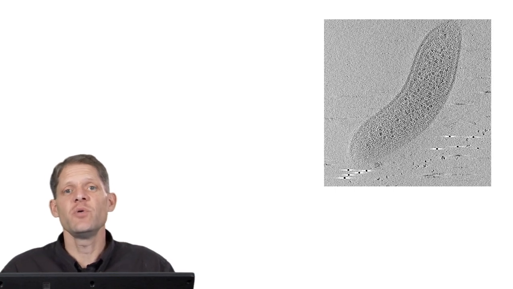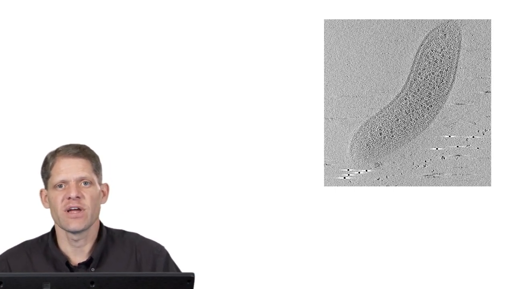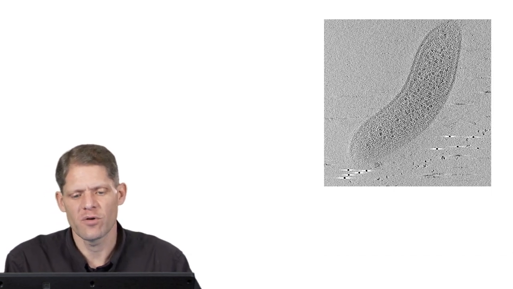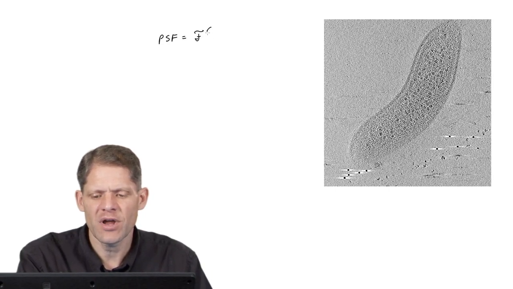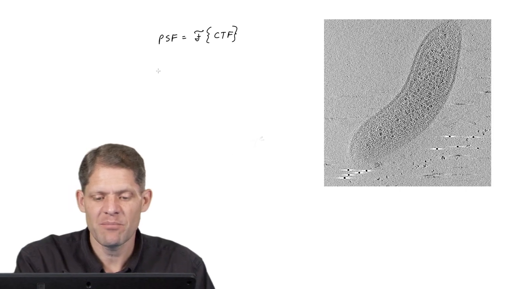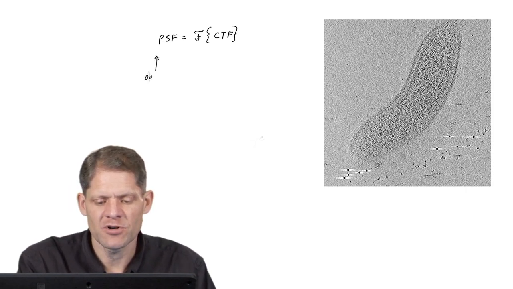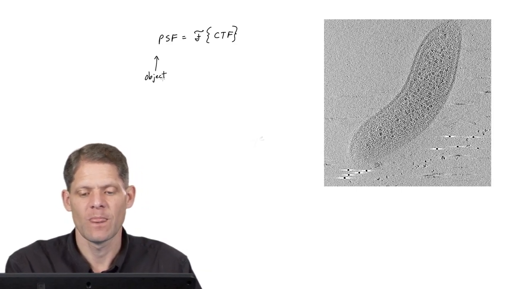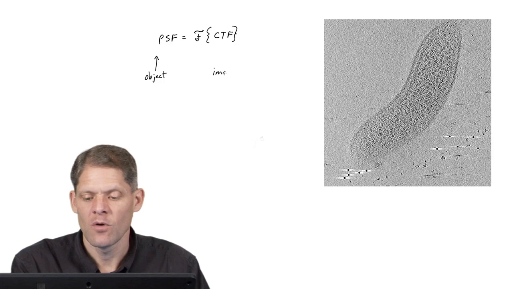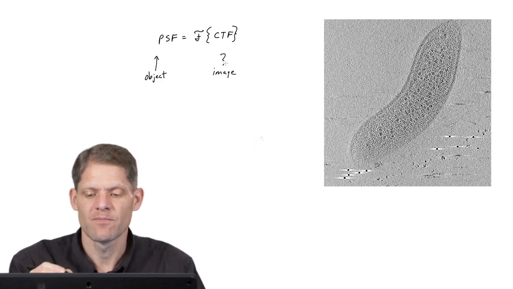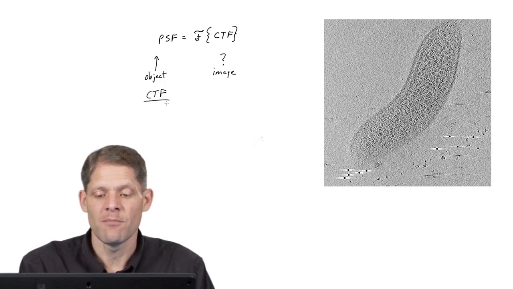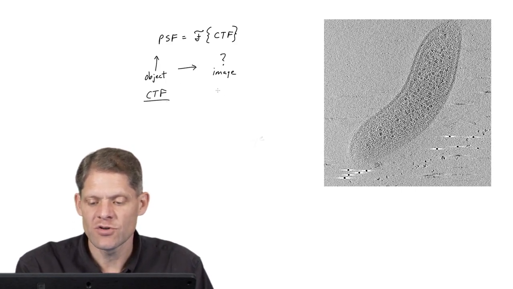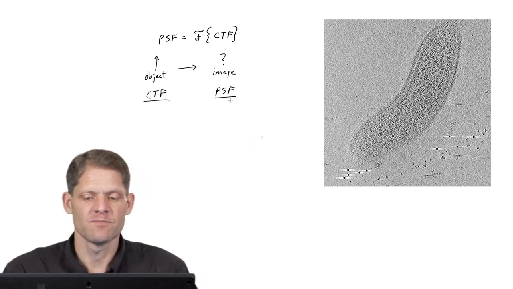Now the relationship between the point spread function and the contrast transfer function is that they are Fourier transforms of each other. So the point spread function is equal to the Fourier transform of the contrast transfer function. So in the example of a delta function, if the object that we're trying to image is a delta function, the question is, what will it look like in our image? And we can make a little chart that compares the CTF of the microscope that produces this image to the point spread function that will result.